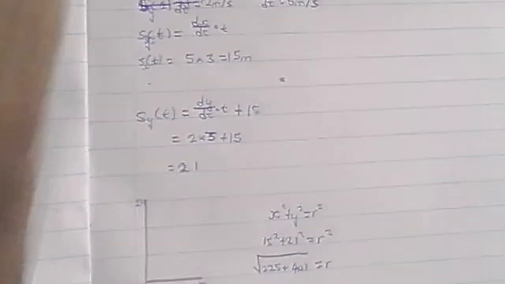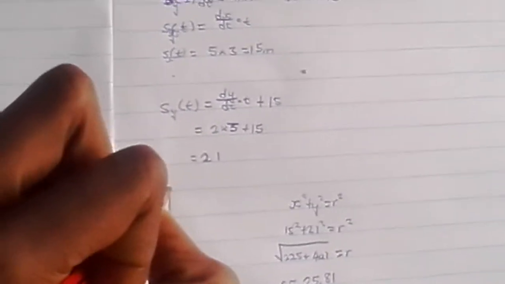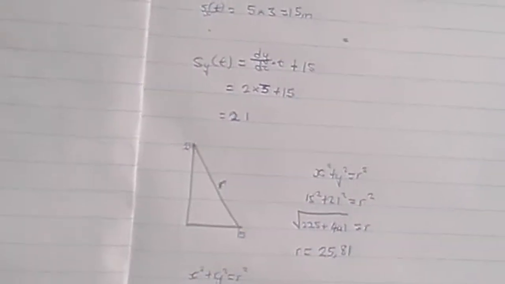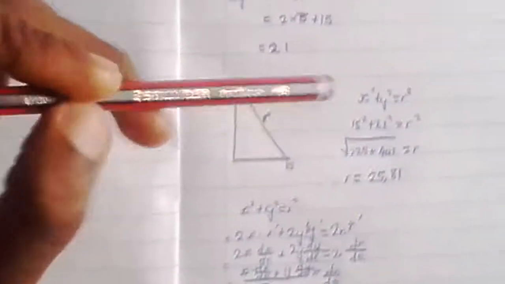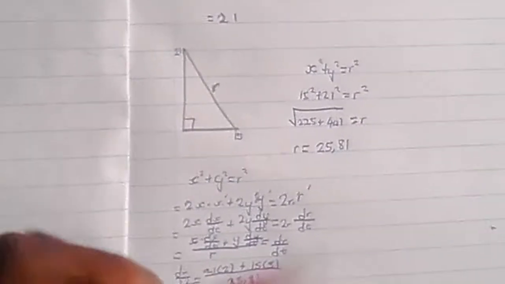As you can see, this forms two sides of a triangle. They're the opposite and adjacent, and we have to find the hypotenuse, the length of this, which I'm going to call r. r is basically the distance between the balloon and the boy at 3 seconds. We can use Pythagoras theorem to find this, giving us 25.81, which is an approximation.